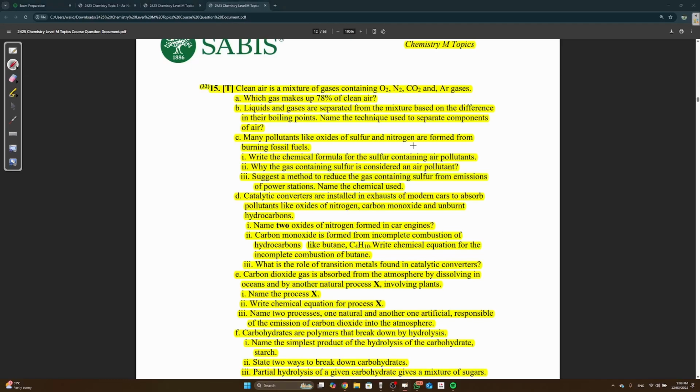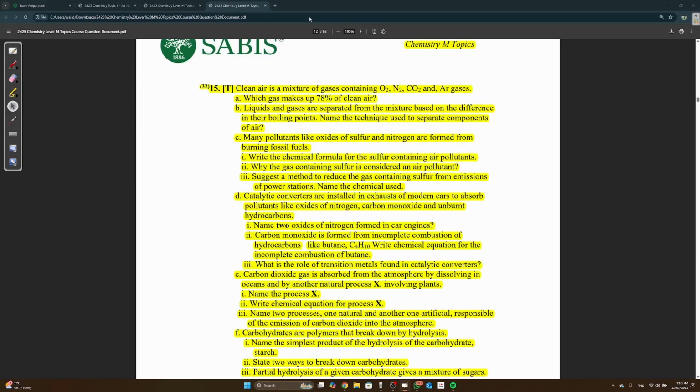How do we reduce acid rain and SO2? How do we use it? Remember, we used the lime scrubber. Okay? We used the lime scrubber. And the lime scrubber, what's this process called? It's called flue gas desulfurization, something like this.